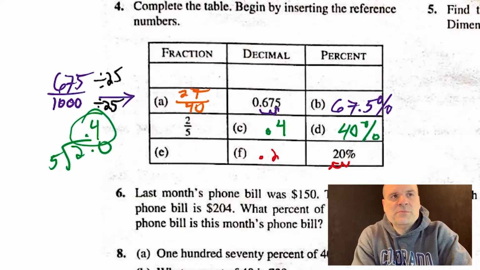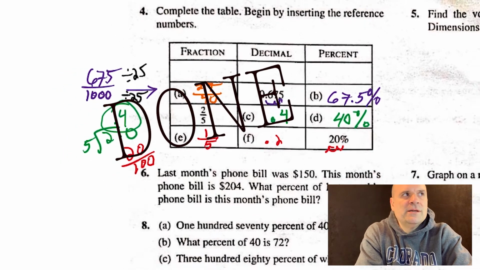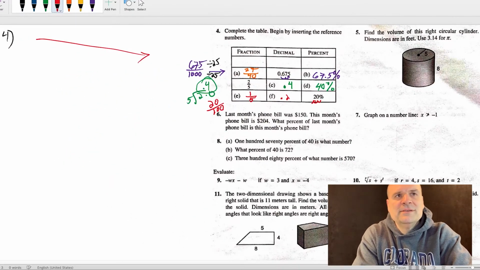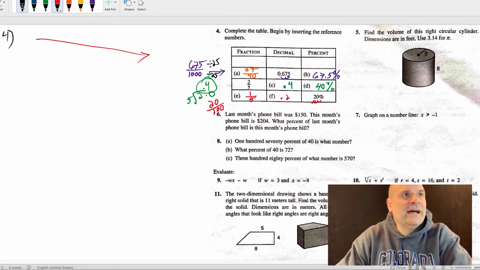All right, so how do you say 20%? 20%. Reduce it to 1/5. Boom, there's number 4. That was awesome. Yay. All right, number 5, here we go.